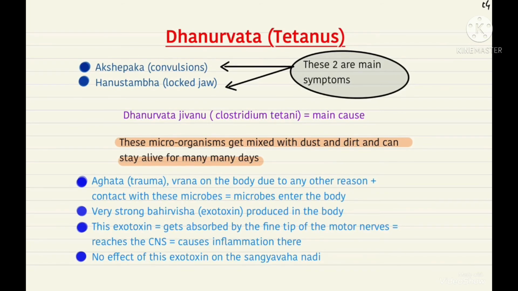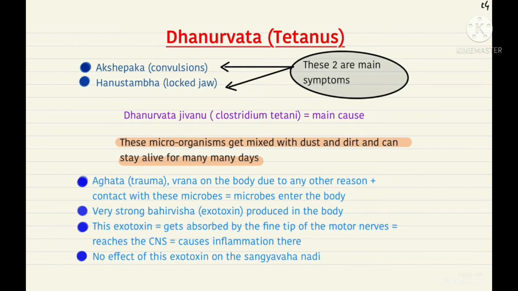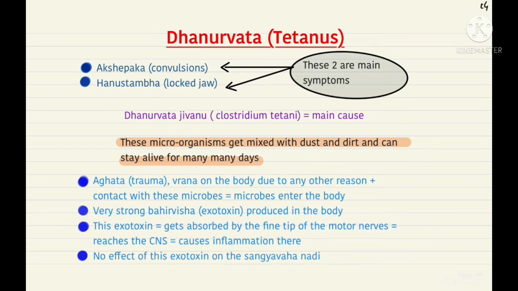These microbes can get mixed with dust and dirt, and they can stay alive for many days like that. So if you get any wound and it comes in contact with dust or dirt, it is very likely that you may contract this infection. That is why we advise taking a tetanus shot when such a wound appears. Now, aghata, trauma, or vrana on the body due to any other reason, and contact with these microbes, gives them an entry into the body. So if there is a trauma and that wound comes in contact with dust or dirt, the microbes can enter the body.